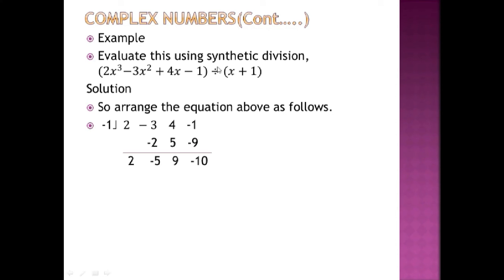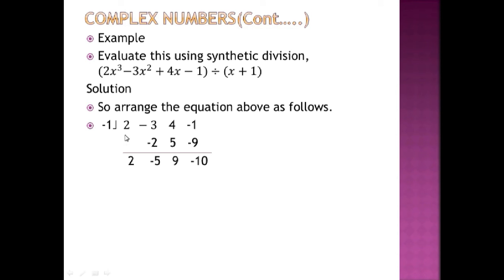When you move this beyond the equal sign, it becomes negative, so we put the negative value. When we set it equal to 0, then x is going to be equal to -1. So -1 you put on the left side, and on the right side we put 2, then -3, and then 4, and then -1 as the constant.